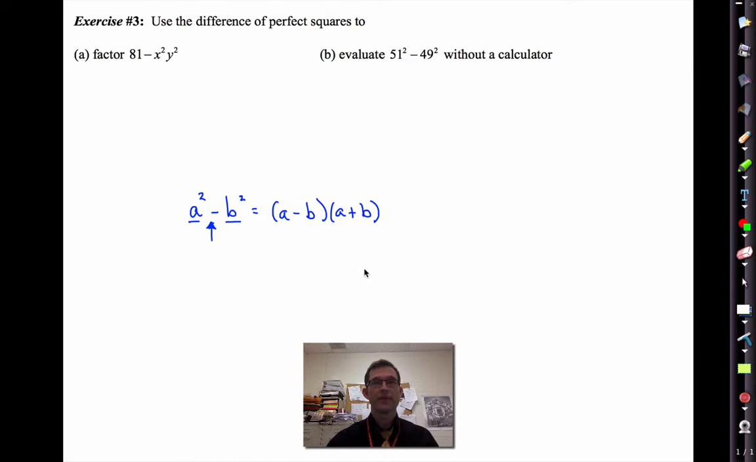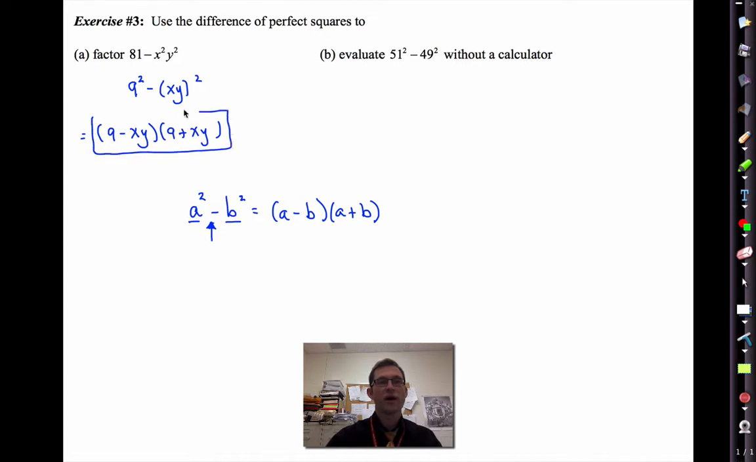All right? So pause the video now and see if you can tackle both of these problems. All right, let's do it. Well, the first one's pretty easy, right? Because this really has the form of 9 squared minus xy squared. So this is just going to be 9 minus xy times 9 plus xy. Please make sure that you have 9 minus xy and not xy minus 9, unless you've also factored out a negative 1.